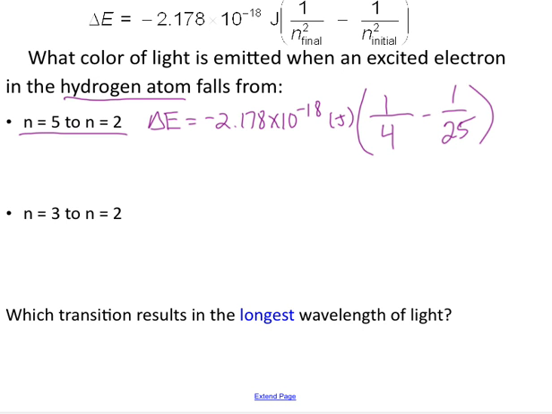All right, let's calculate it. Tell me the sig figs here, I don't know. Just base it on the constant. That's all you have to base it on. So what is my energy change? And my unit is joules. Now, here's what the question says, though. What color of light is emitted? Any ideas what we need to do?